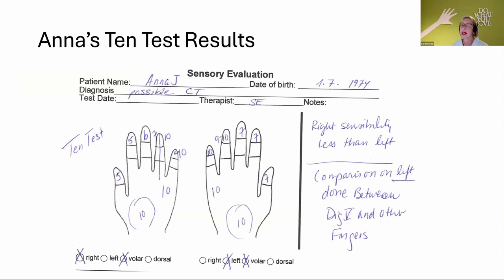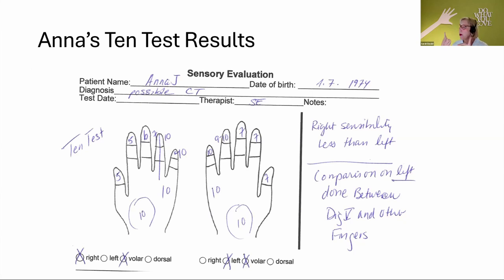I did compare right to left. Right is clearly less than left, but left is also clearly less. So for the left hand, I adapted the test, and I tested the difference between her little finger, which is innervated by the ulnar nerve, and her other fingers that are innervated by the median nerve.